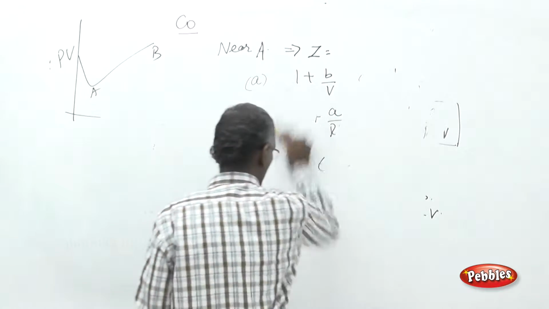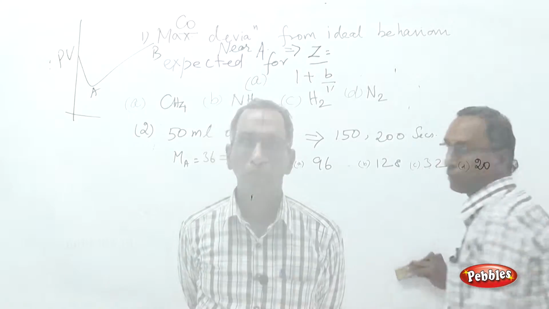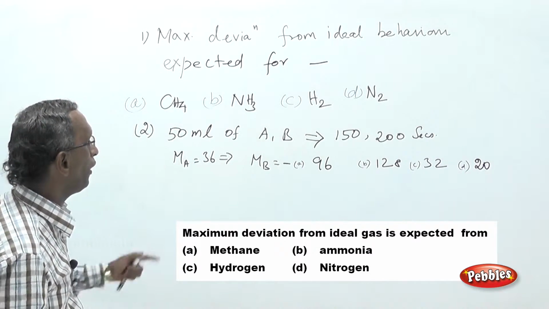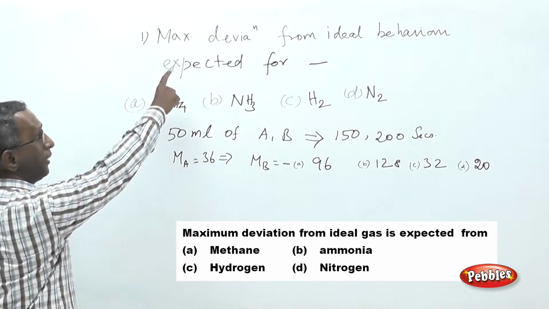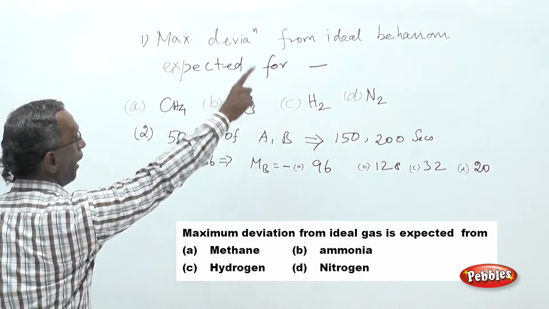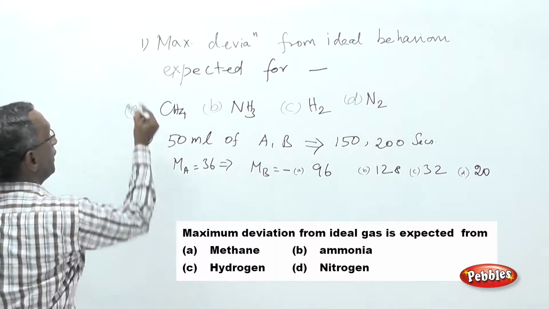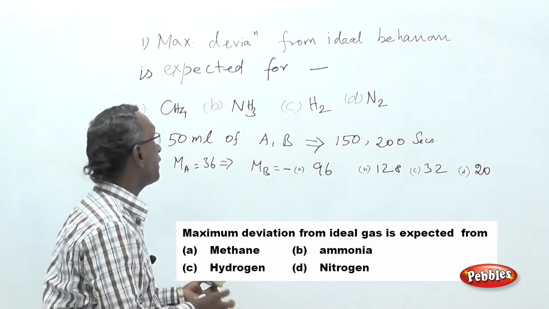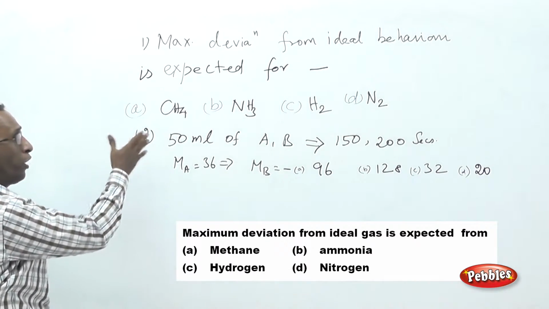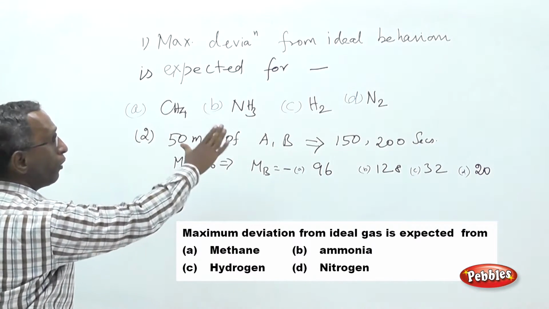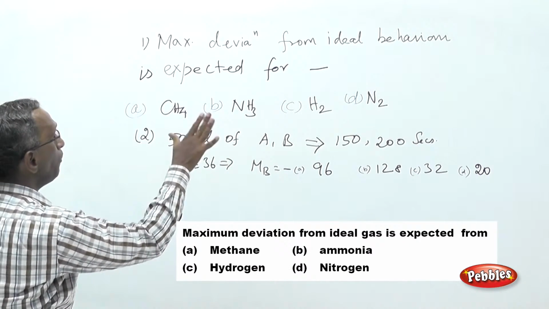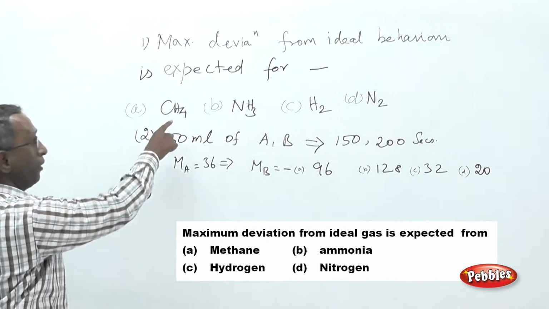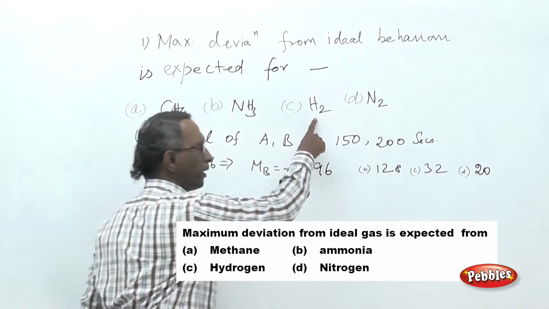Here it is isotherm. This is based on the comparison of ideal behavior of different gases. So the question reads as, maximum deviation from ideal behavior is expected for dash. So the question is written in a condensed manner. The actual question is, which of the following gases shows maximum deviation from the ideal behavior? All are gases: methane, ammonia, hydrogen, nitrogen.